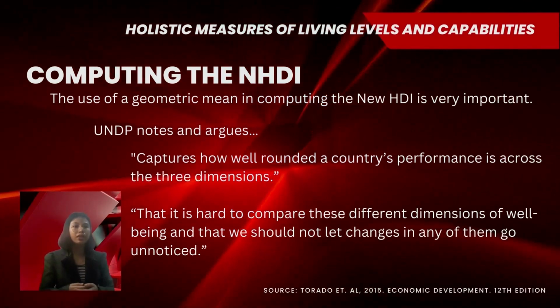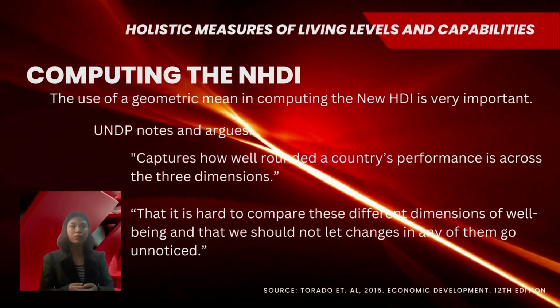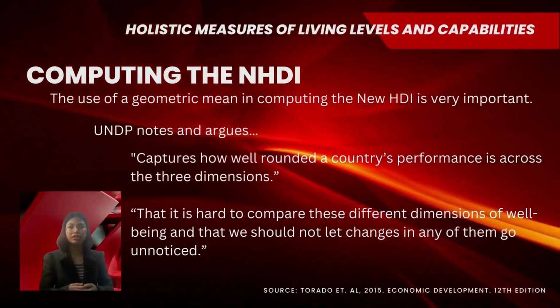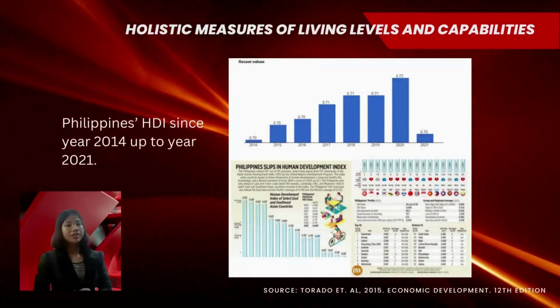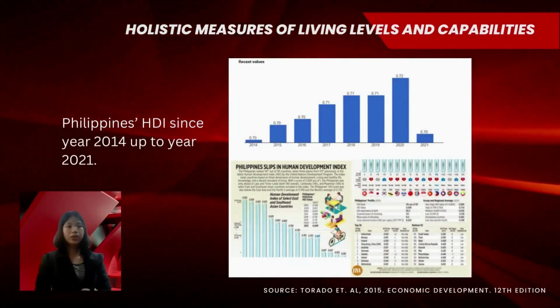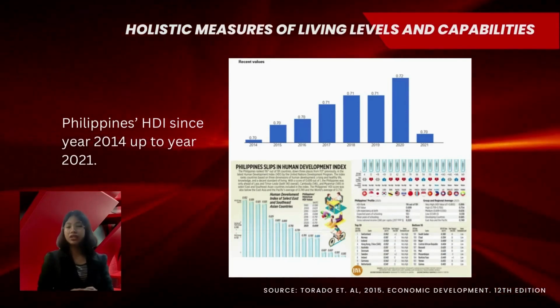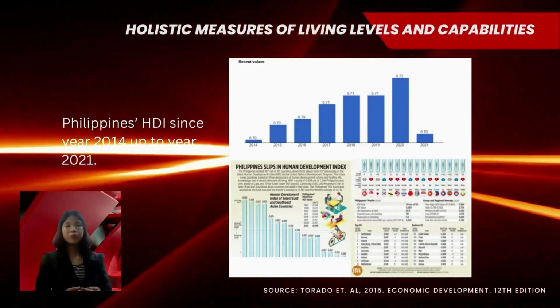Thus, as UNDP notes, the new calculation captures how well-rounded a country's performance is across the three dimensions. Moreover, the UNDP argues that it is hard to compare these different dimensions of well-being and that we should not let changes in any of them go unnoticed. The chart depicts the Philippines HDI from 2014 to 2021. As you can see, our HDI dropped 0.01 point in 2021 due to the transition from the pandemic.